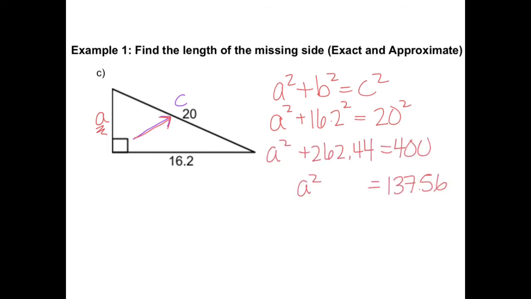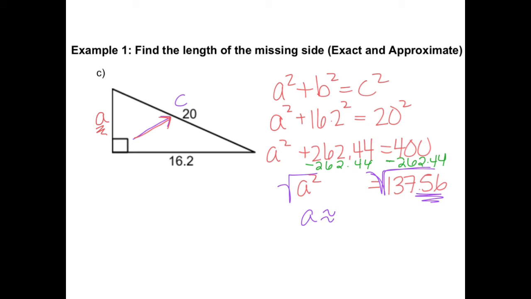So squaring 16.2 and 20, and then subtracting the 262.44 from both sides, I get that A squared equals 137.56. So again, my last step will be to square root both sides of that to find out what just A equals and not A squared. Now, since I am starting with a decimal underneath my radical, underneath the square root, there is no choice but to get a rounded decimal for my answer. So in this case, there's no choice other than an approximate answer.